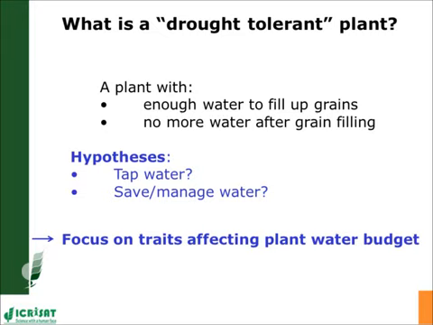So there are really 2 domains where we work. The first one is tapping water and maximizing water capture. The second one is how the plant, through different traits, manages that water budget. And so the focus of our traits is on traits that touch on the water budget of the plant.